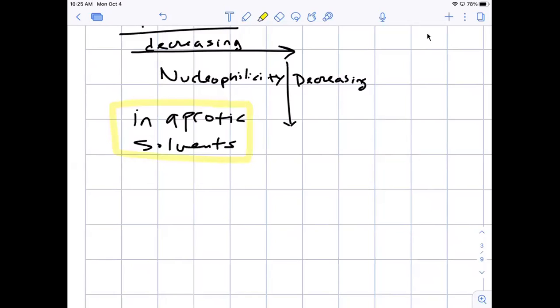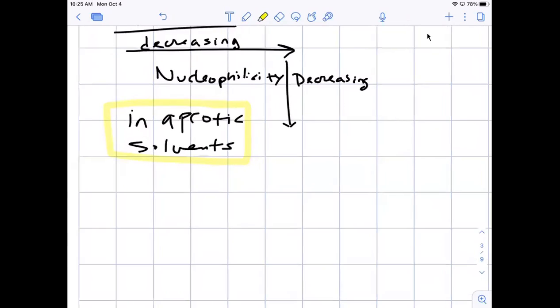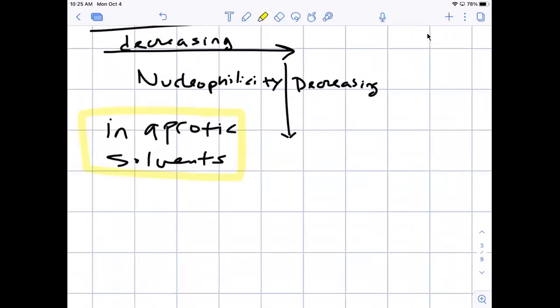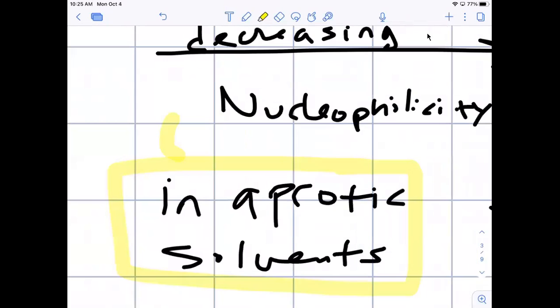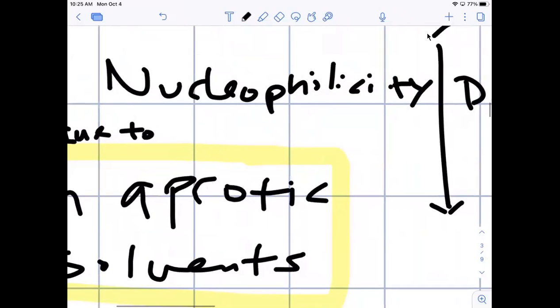Sure. So a rough idea about why it decreases going across is based on the electronegativity. As the atoms become more electronegative, they become worse donors, right? Because a nucleophile needs to donate electrons. So one plausible reason it decreases left to right is the increase in electronegativity.